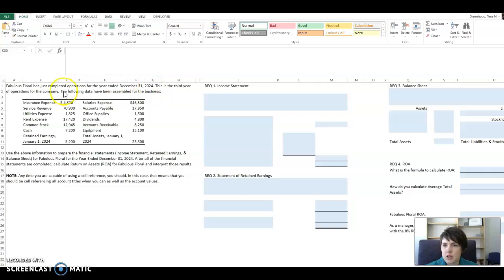Fabulous Flora just completed operations. We have the following information. We want to now prepare the financial statements and then calculate return on assets. Anywhere that you can cell reference, you should. So we'll start with the income statement.